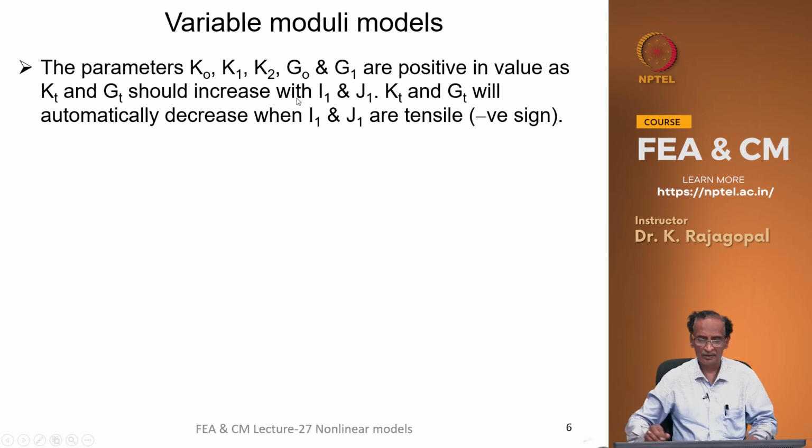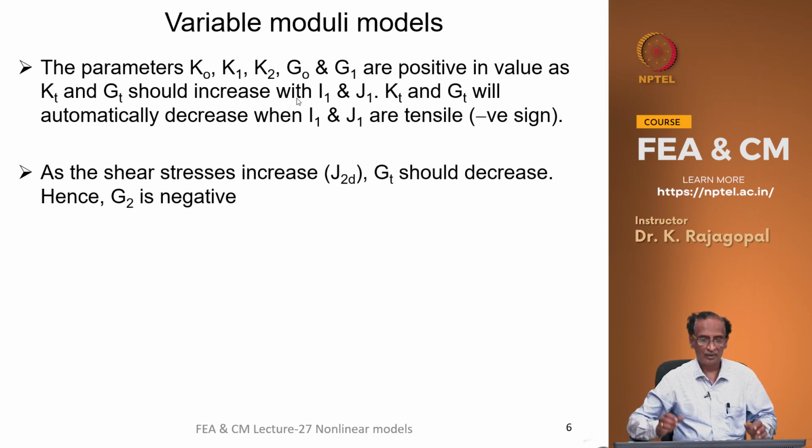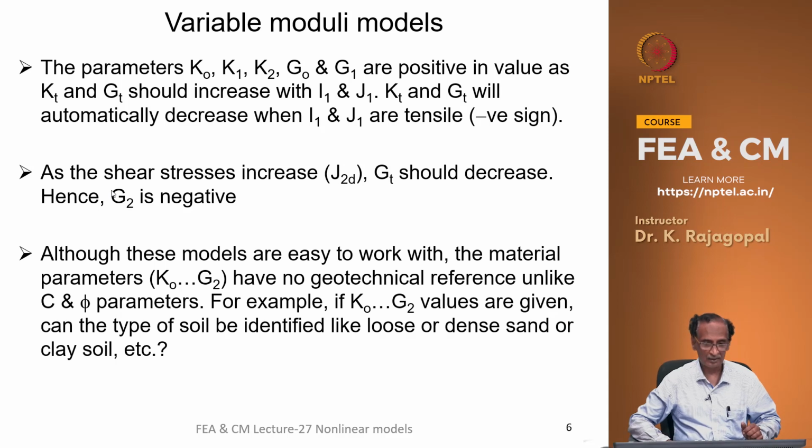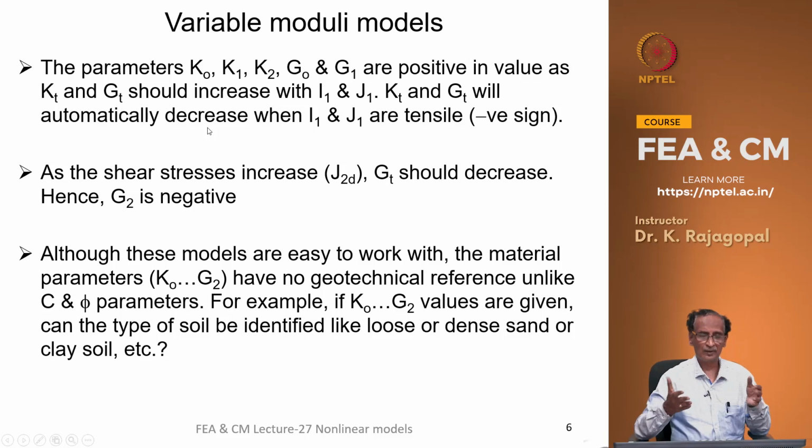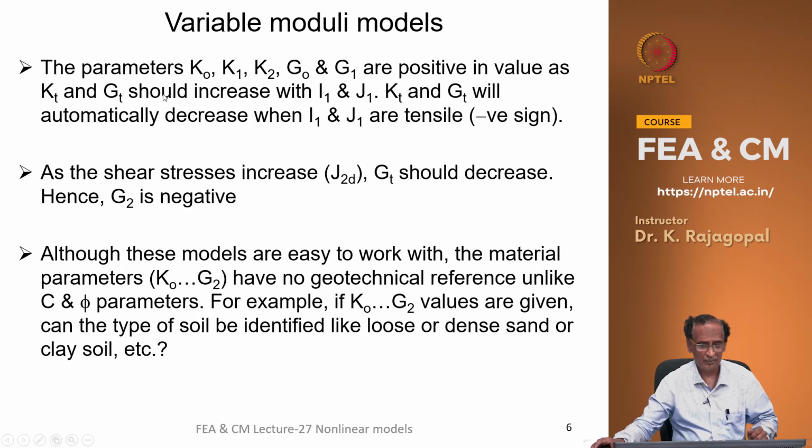And then, as the shear stresses increase in magnitude, our shear modulus should reduce. So, if we determine our parameters, we will see that g2 is negative, and that is the only negative quantity of all these material parameters. And when we refer to these variable moduli models, the material parameters are k naught, k1, k2, g naught, g1 and g2.